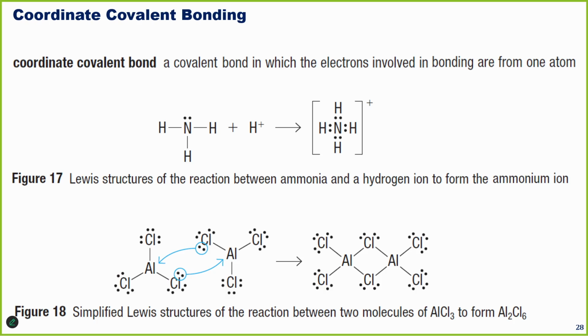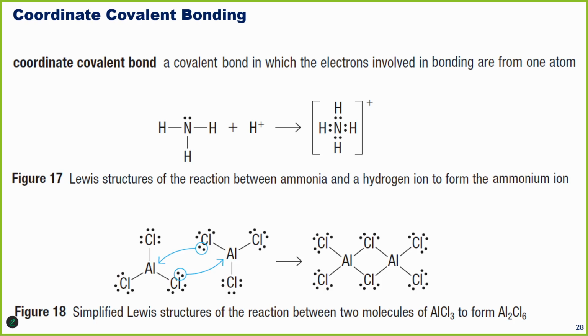Another example is aluminum chloride. Aluminum chloride can exist in 2 forms, given by the formulas AlCl3 or Al2Cl6. The molecule Al2Cl6 has a coordinate covalent bond. A molecule of Al2Cl6 forms from two molecules of AlCl3.